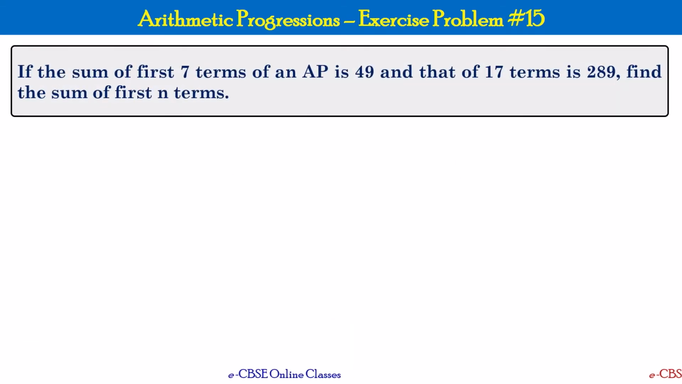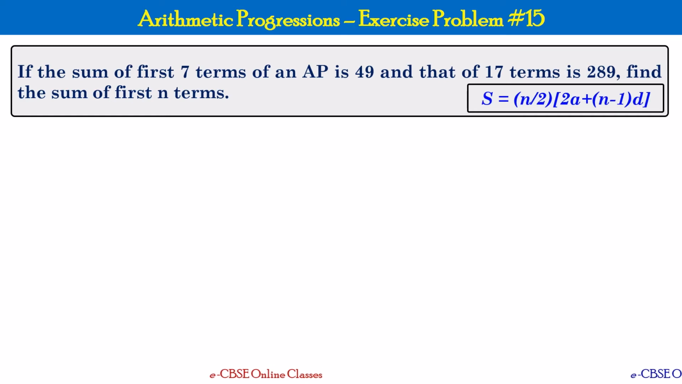Let's move on to the next problem here. It reads, if the sum of the first 7 terms of an arithmetic progression is 49 and that of the first 17 terms is 289, find the sum of first n terms. Again, the formula to be used is the same. S is equal to n by 2 times 2a plus n minus 1 into d.